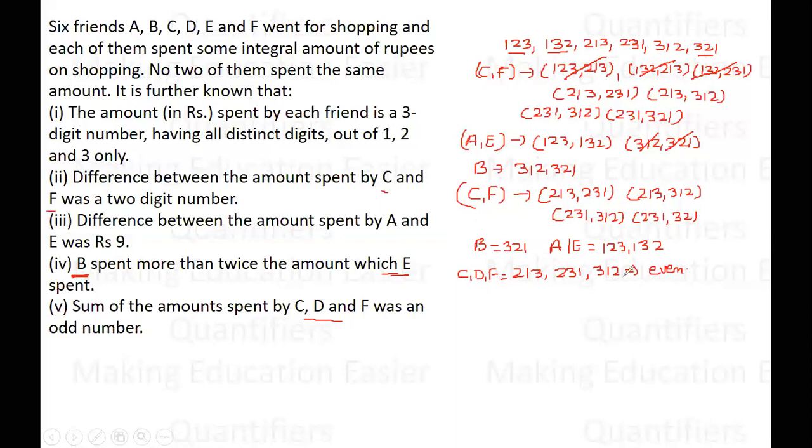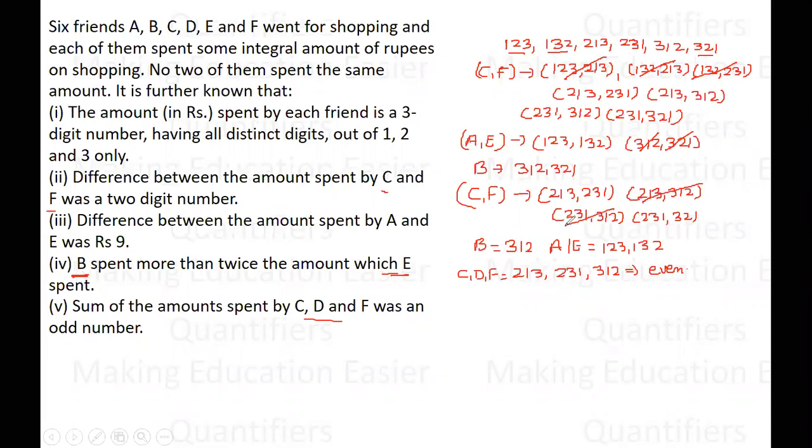So why is this happening? Because we have assumed that B has spent 321 rupees, which is not possible, right? So that means D will not spend 321. So the other case possible for B is 312. So B can spend 312. So if B is spending 312, that means this case is gone now.